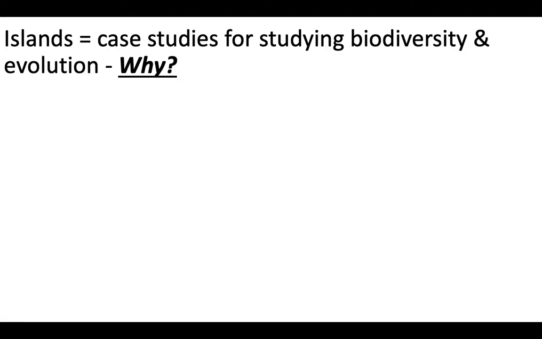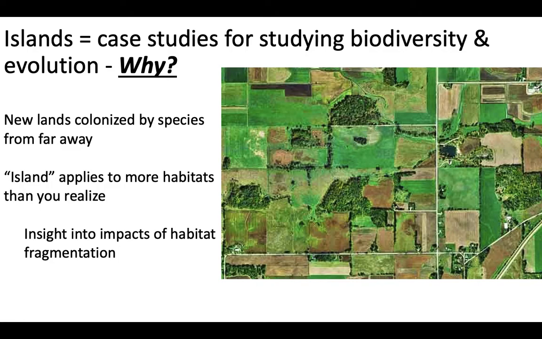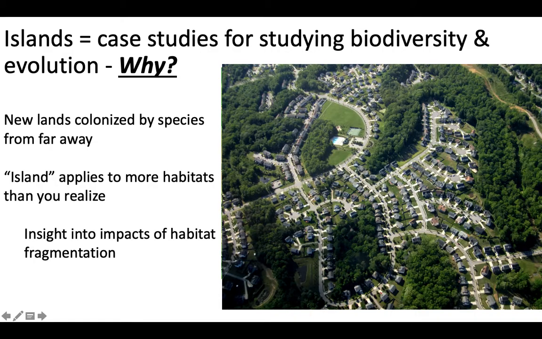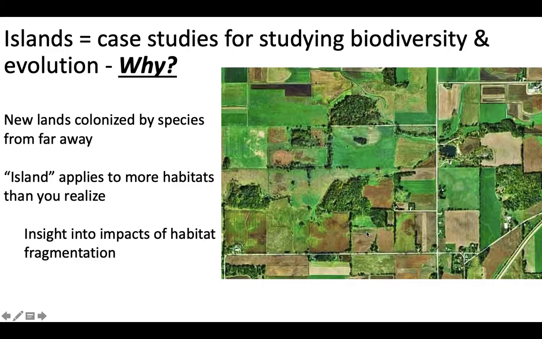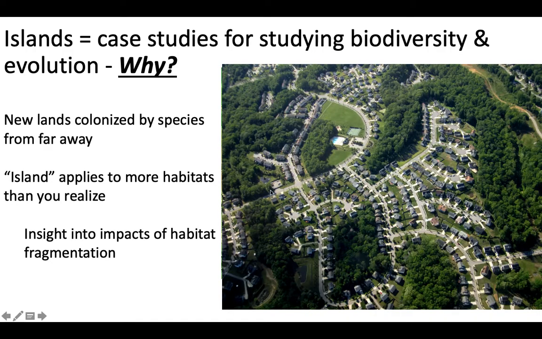So why do we focus on islands? They are case studies for looking at biodiversity and evolution, and there are a lot of reasons why. First of all, they're a new land that's being colonized by species from far away. Island, that term, like I said, applies to more habitats than you may realize. Any habitat that's been fragmented, whether it's by farming or by the development of suburbs or neighborhoods, you can see little fragments, little patches of habitat that we could refer to as islands. Just because they're not land surrounded by sea doesn't mean they aren't islands in their own way, and you can see those same islands here.